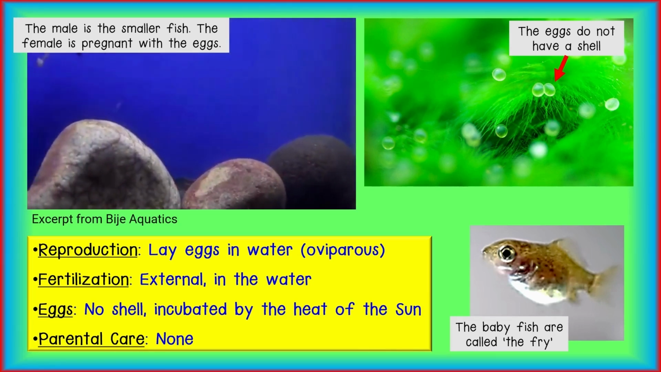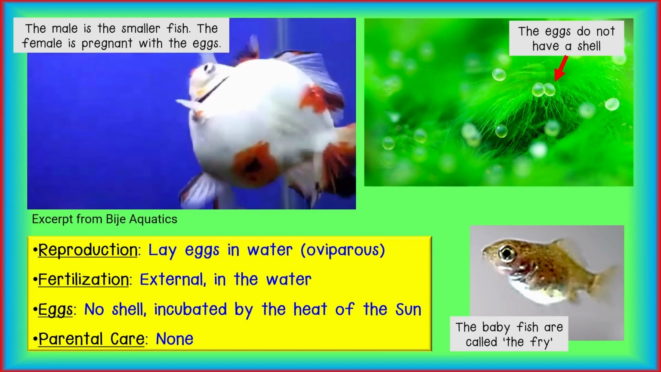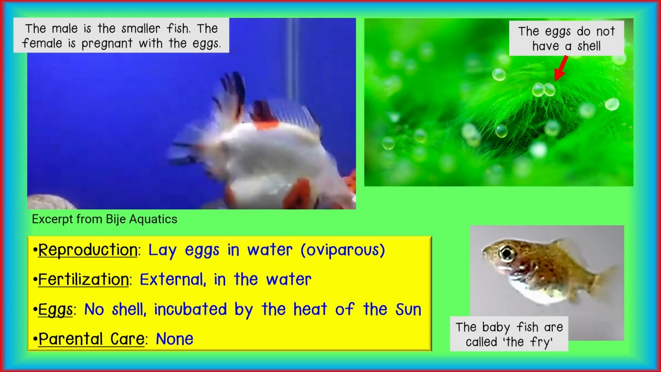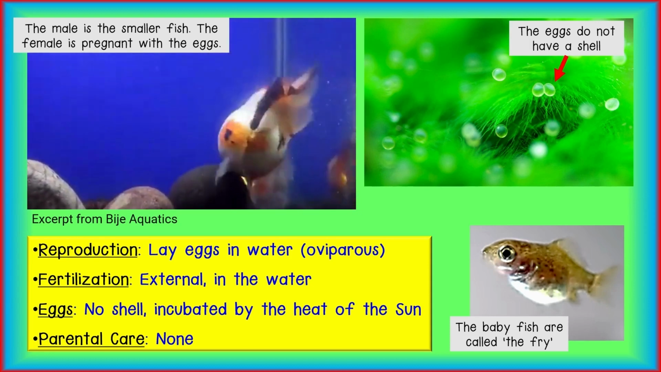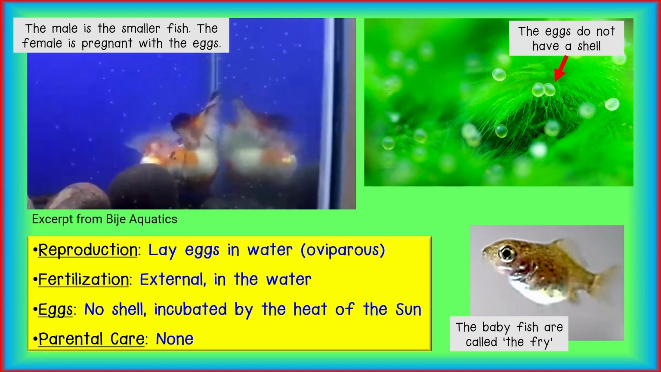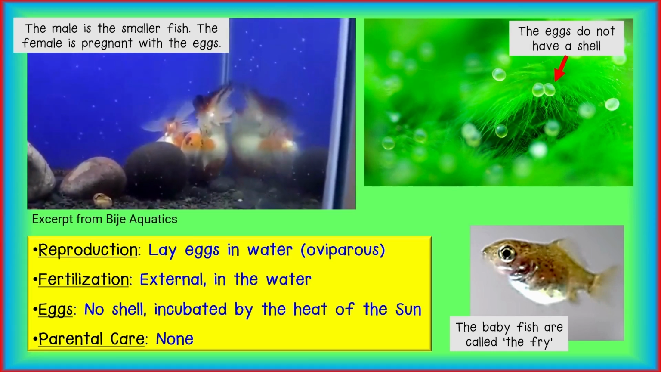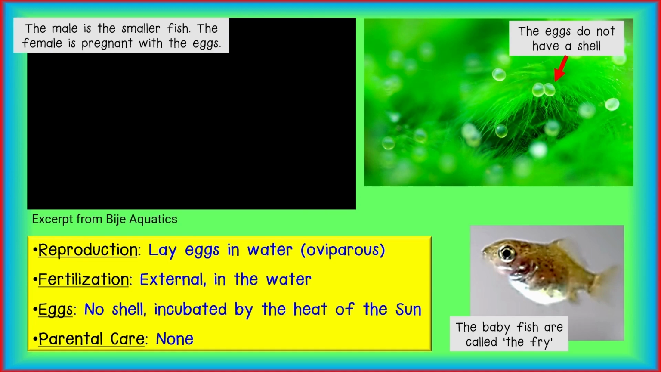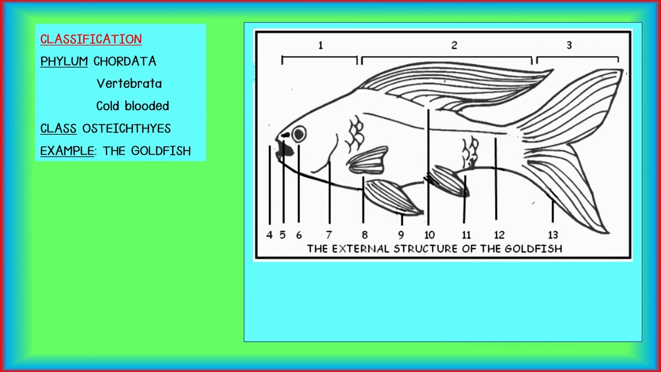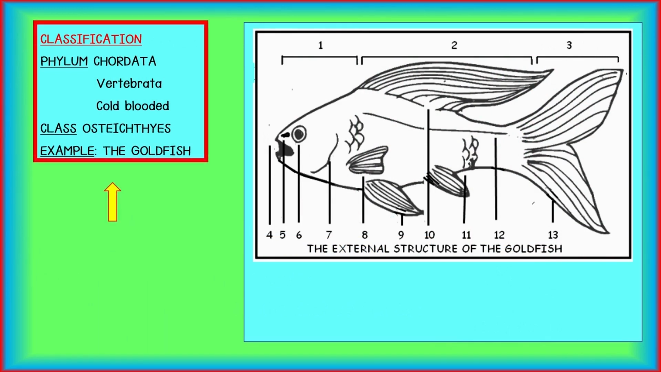The fertilized eggs are incubated by the heat of the sun. The parents seldom take care of the young. Therefore, parental care is unlikely to occur. Look at the simple classification of the goldfish. Study the external structure of the goldfish.